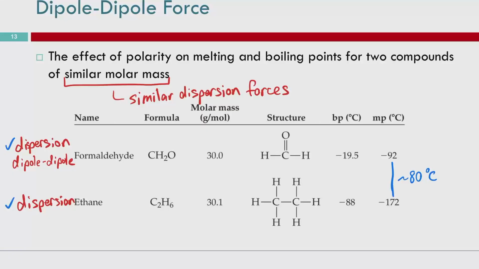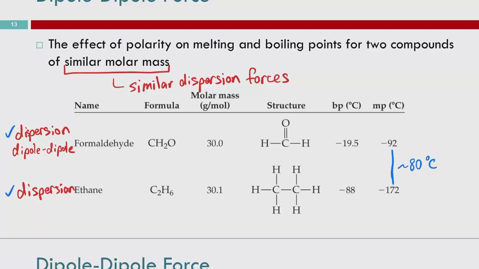So we've got an about 80 degree Celsius difference between the melting points of ethane and formaldehyde by adding in dipole-dipole forces. So that's 80 degrees Celsius, about going from room temperature to boiling water, just for adding on dipole-dipole forces. So we're changing the boiling point by a lot, the melting point by a lot, by adding in this one extra force.